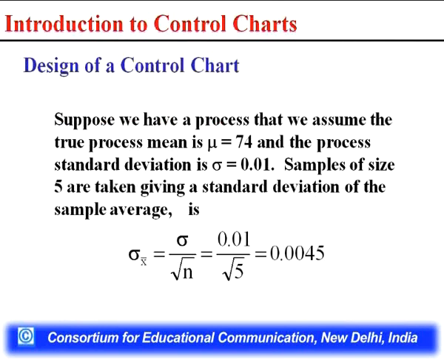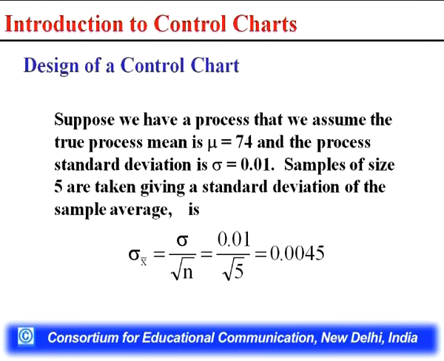Now, design of a control chart. We will discuss how the control chart is designed. Suppose we have a process where we assume the true process mean, mu, is equal to 74 units, and the process standard deviation sigma is 0.01.